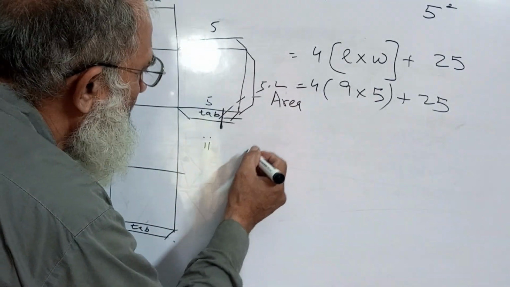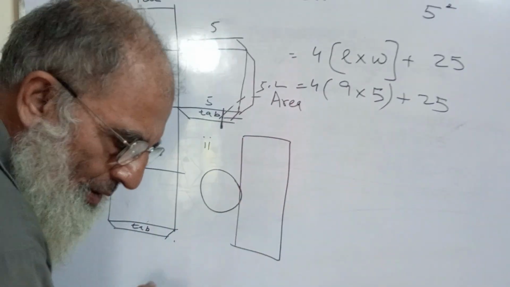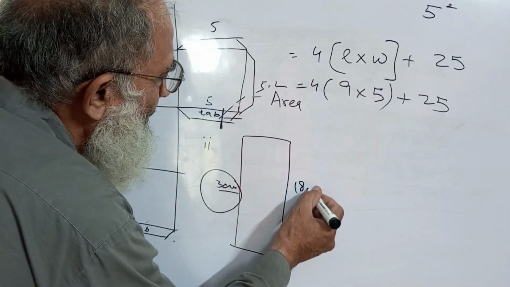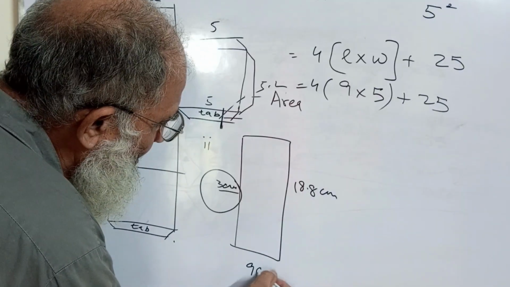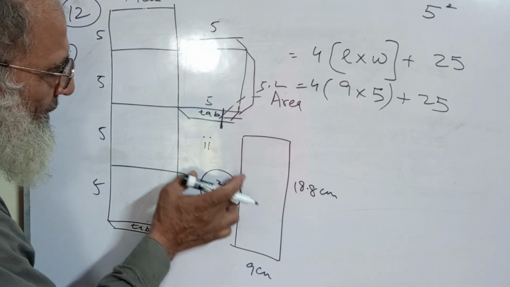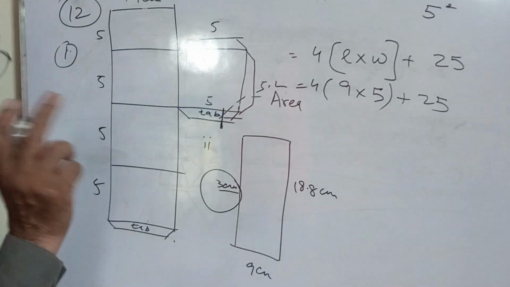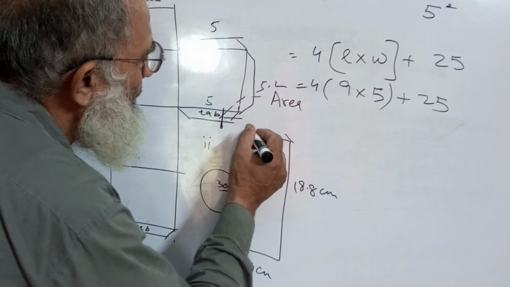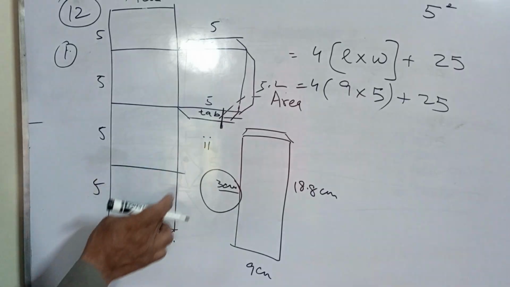Number 2 is a cylindrical shape. This is the base, 3 centimeters. This is 18.8 centimeters, and this is 9 centimeters. So you see that if I open this, the perimeter or circumference should be 18.8. Okay, this is also a tab which is not counted. This will be glued here.